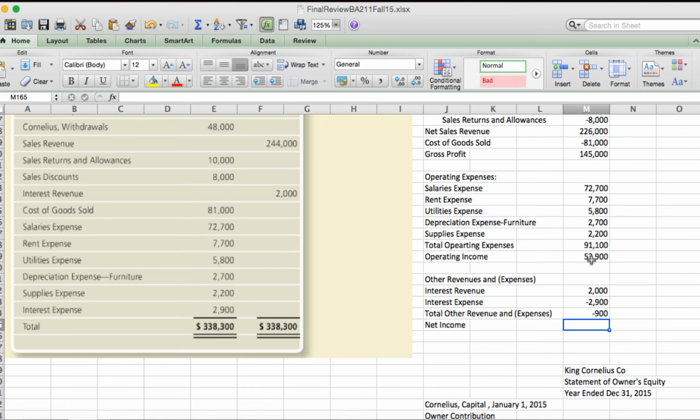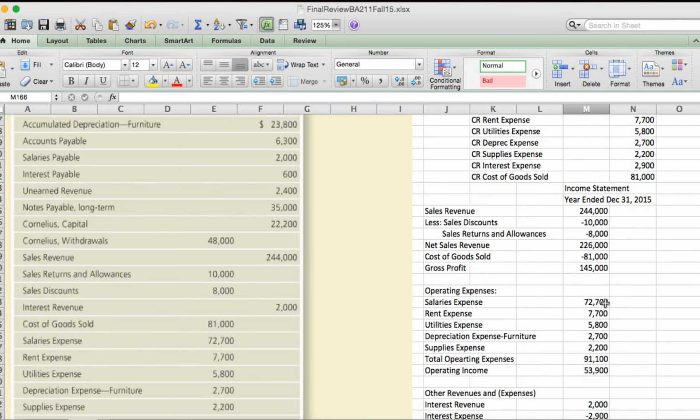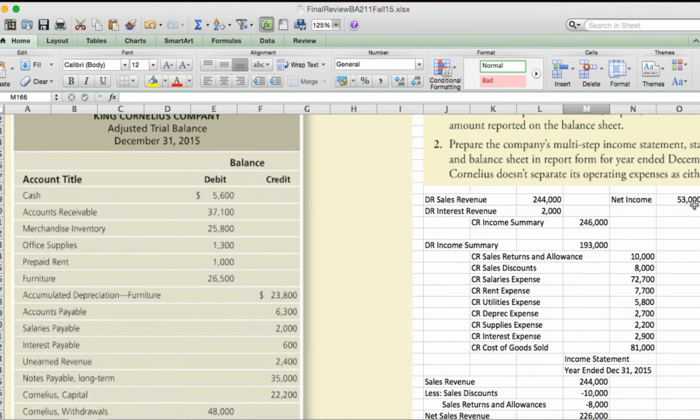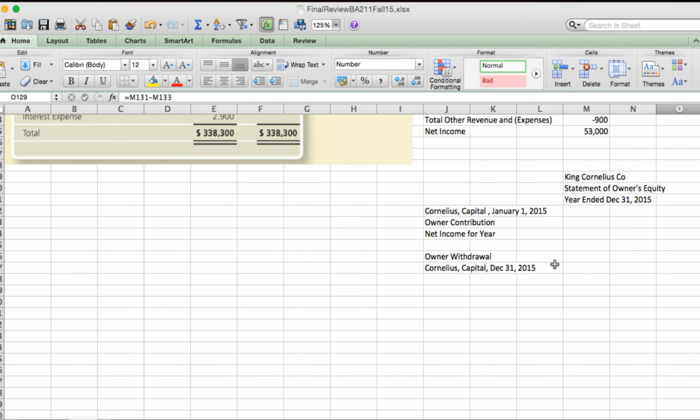Okay, so we take operating income and we subtract $900, and that will give us our net income of $53,000. And if we look up here at the number we calculated just using the income summary account, it is also $53,000. So that's how we check to make sure that we've done it correctly. And while this doesn't guarantee that we've done it correctly, it at least shows us that we didn't leave anything out in between doing the closing entries and filling out our multi-step income statement.